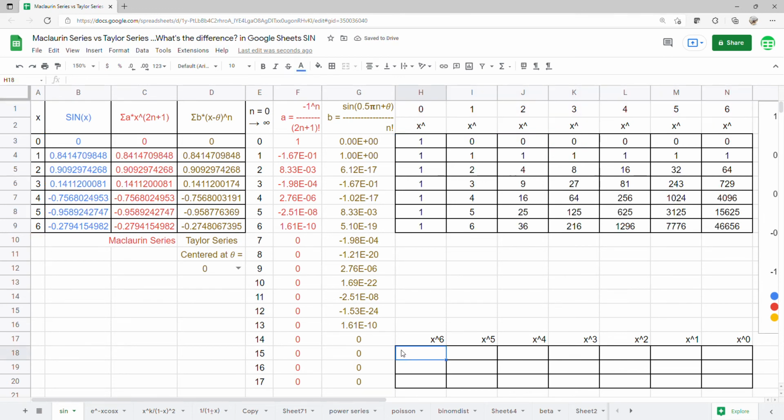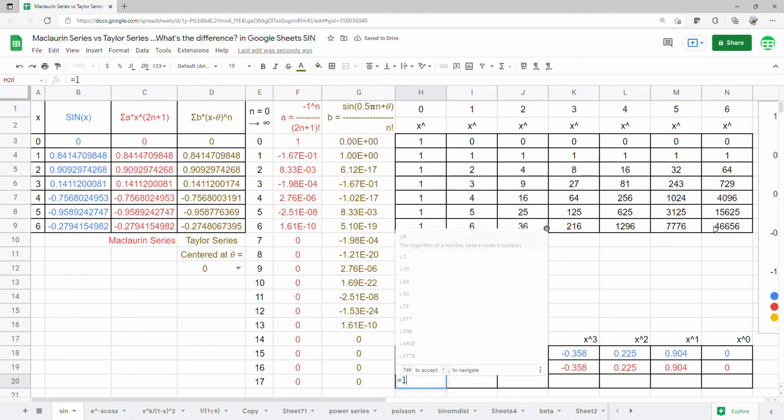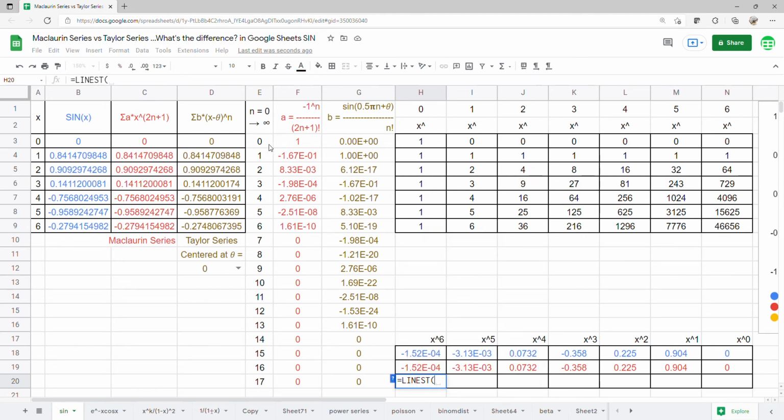Now we can use LINEST. LINEST, data y and data x. This will be also LINEST, data y, comma, and data x. And the Taylor series, LINEST, data y, comma, and data x.